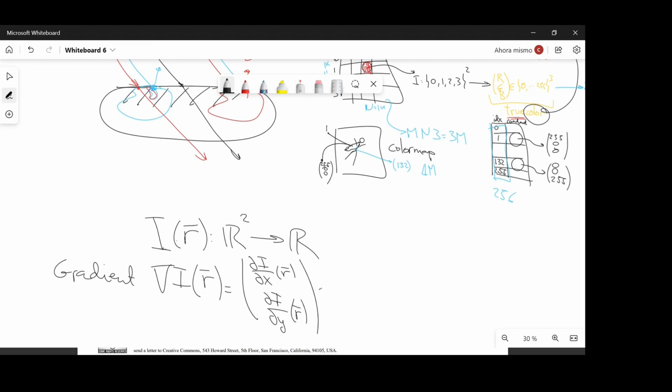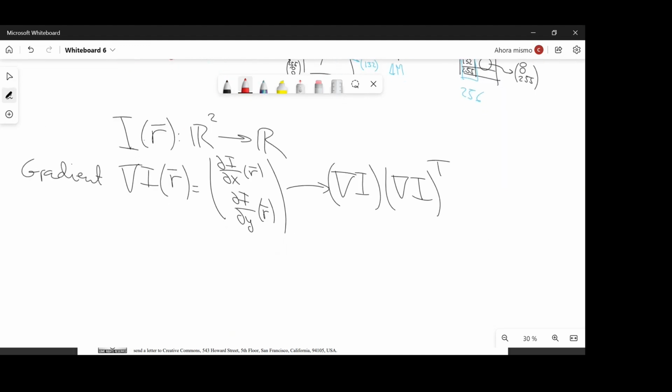So if this is a vector, I can construct this one times this one transpose. What is the size of that? Let's put sizes. I'm using blue for sizes. So this is 2 times 1, and this is 1 times 2. So this is a 2 times 2 matrix. But if it is a 2 times 2 matrix, it has eigenvectors. You remember that? It has eigenvectors and eigenvalues.